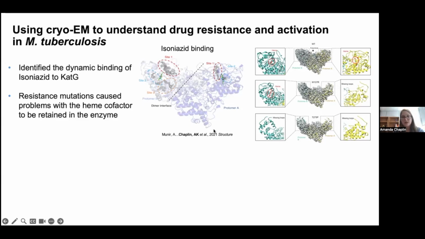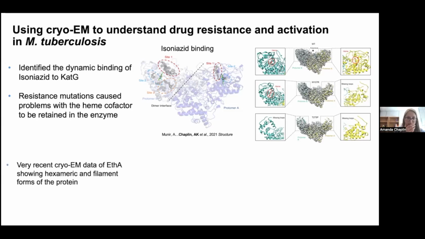So we did a small study on this, just trying to look at how these particular mutants affected heme binding. And even when you loaded the protein with this heme cofactor, it was never retained. And so we're still now trying to look at other resistance mutations and determine whether this is indeed how this is functioning.